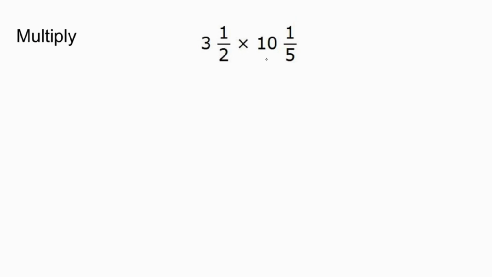Multiply 3 and 1/2 times 10 and 1/5. Whenever I multiply two mixed numbers together, the first thing I want to do is turn both of them into improper fractions. How do I turn 3 and 1/2 into an improper fraction?